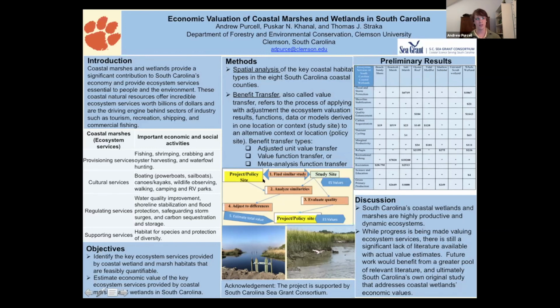The objectives of this study were to identify the ecosystem services that coastal wetlands provide, and then estimate their economic value when feasible.